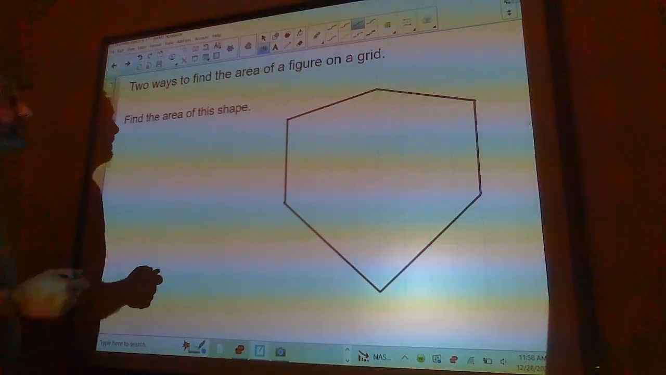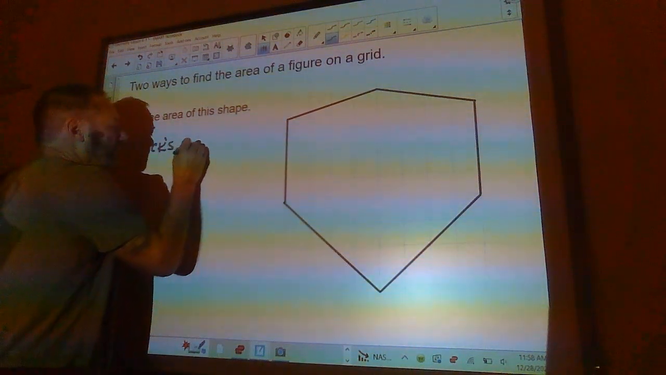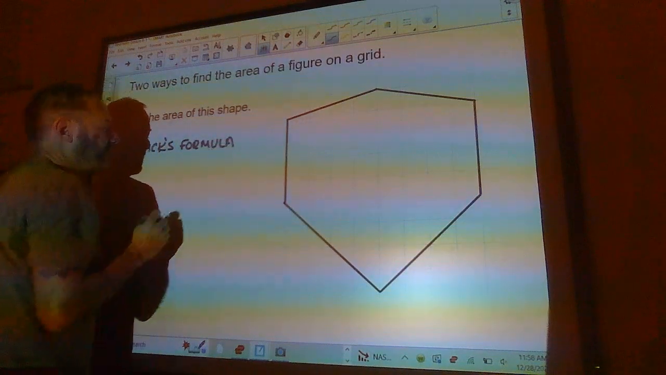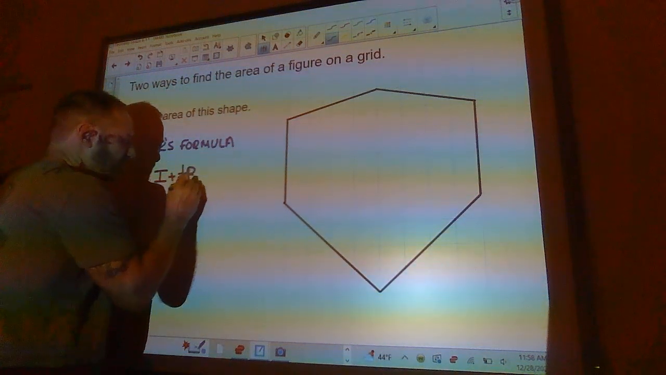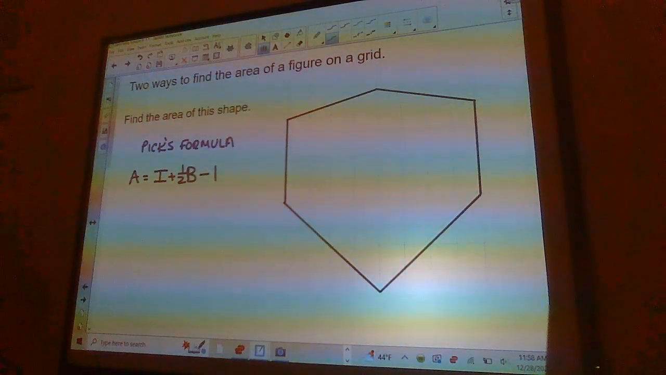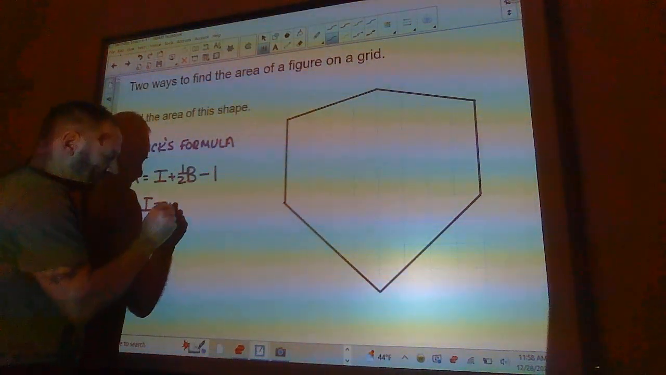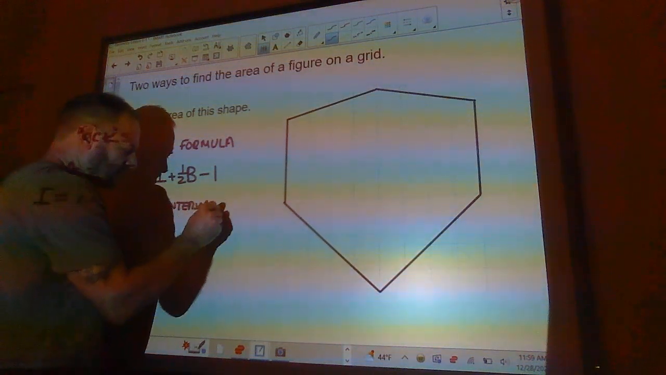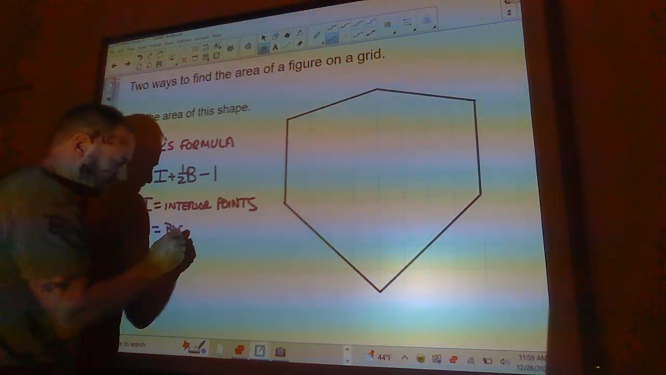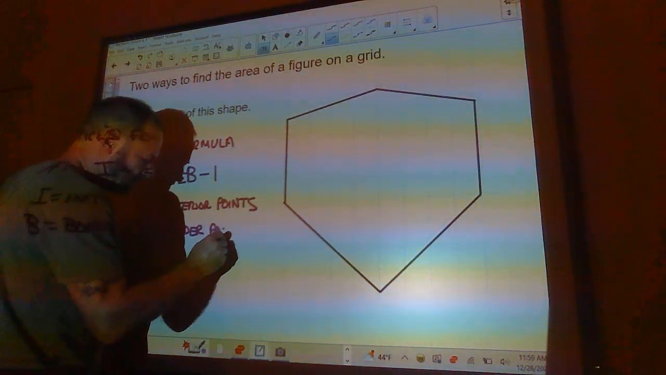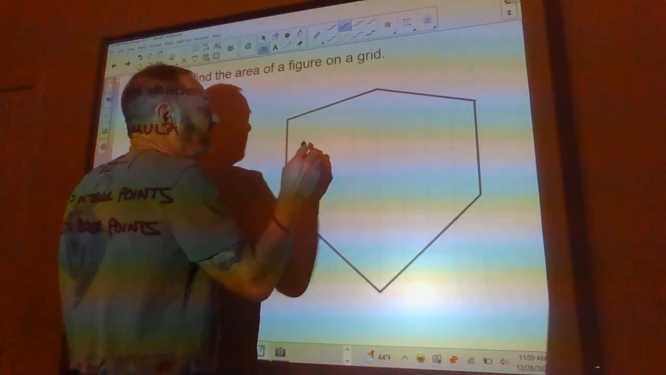Or there is also a formula called Pick's formula. Works great on things like these. It says the area is I plus 1/2 B minus 1. I stands for interior points. B stands for border points. So my interior points would be these right here.